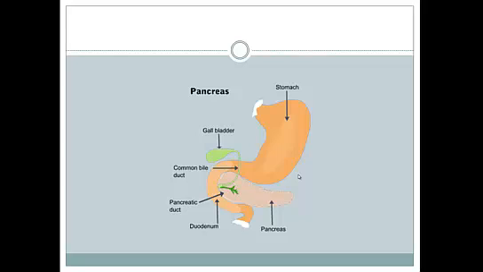The pancreas is going to secrete hormones directly into the blood. They come from the ducts and the glands. They produce insulin, which helps to regulate our blood sugar.